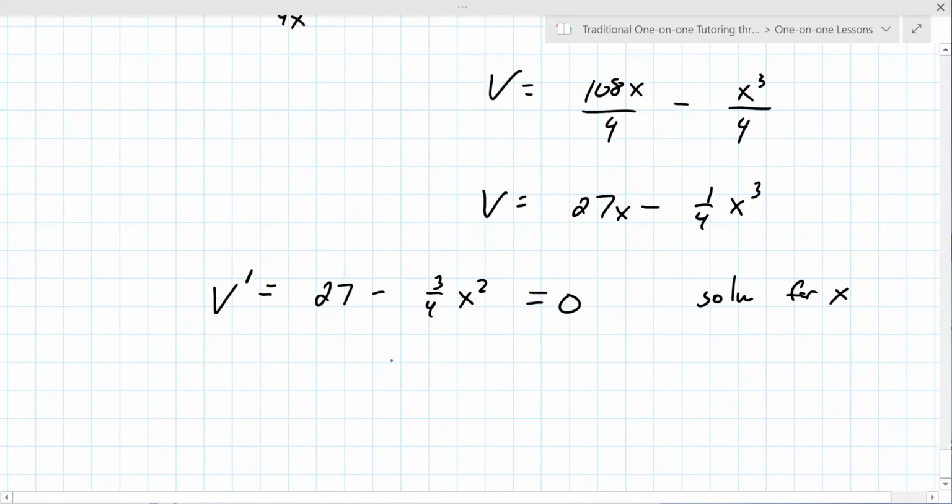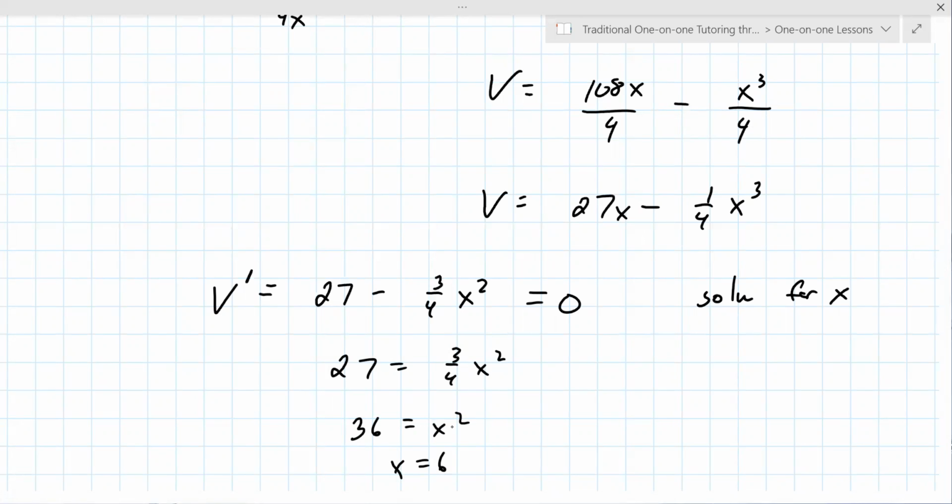Okay, so this is 27 equals 3/4 x squared. Multiply both sides by 4/3. 36 equals x squared, and x equals 6. Since you probably don't have a calculator on this, tell me if I'm wrong, but the numbers should come out nice. You don't really need to do anything else beyond this because you only have one critical point.